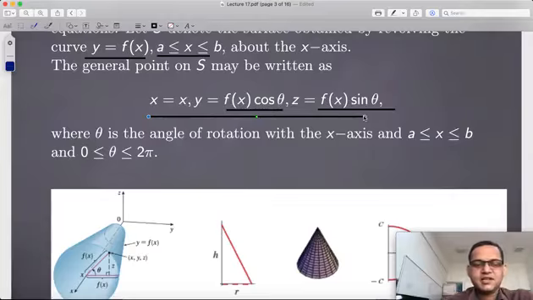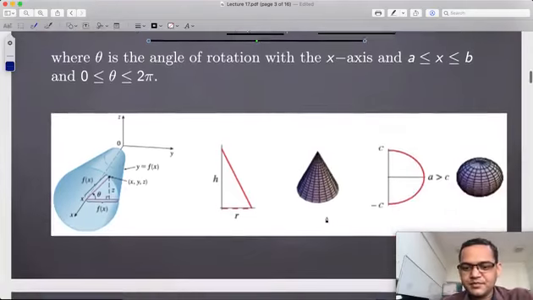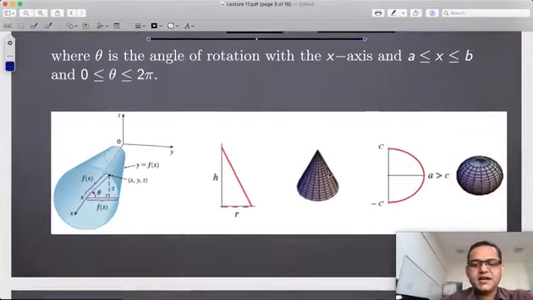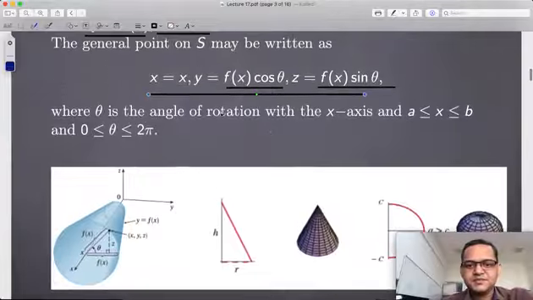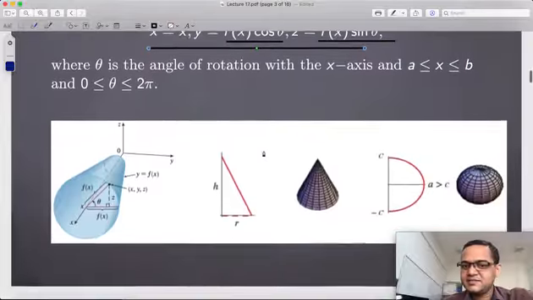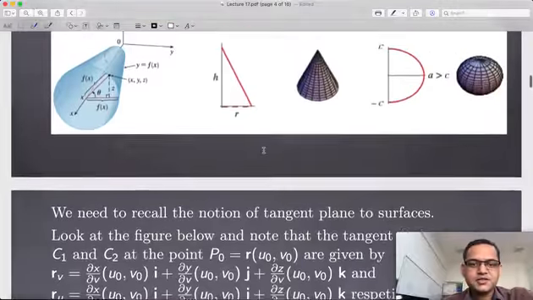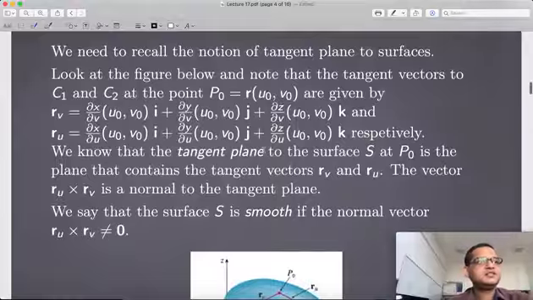Okay, so here we are doing it about the x-axis. You could have done it about the y-axis, or you could have done it about the line x equal to y, or anything. You pick a curve, and then you can rotate it and generate a three-dimensional surface. Okay, and such things can be expressed as parametric surfaces.